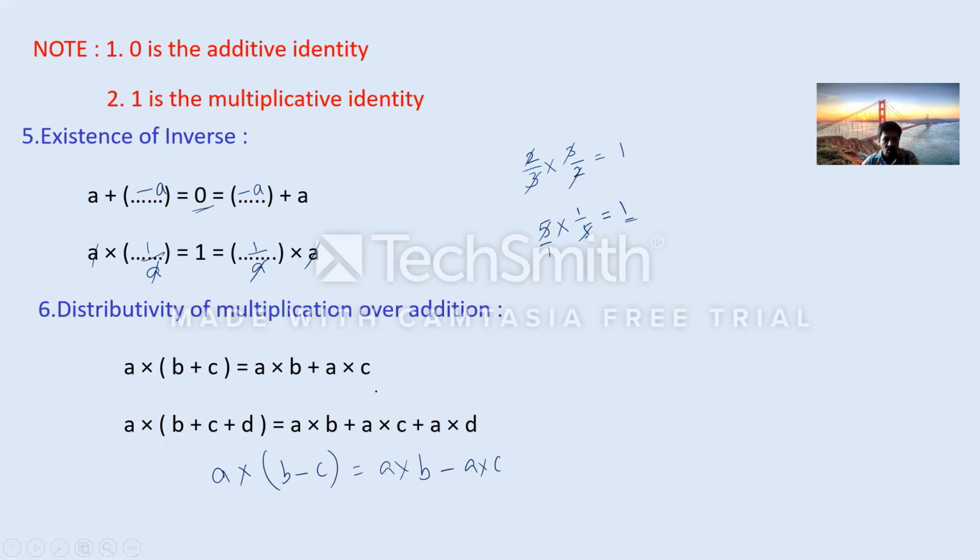So this is about 6 properties in number system. So we verified the properties in rational numbers. In the same way, we can verify these properties in the subsets of rational numbers. So integers, whole numbers, natural numbers, these are all subsets of rational numbers. So we can verify these properties under 4 fundamental operations.